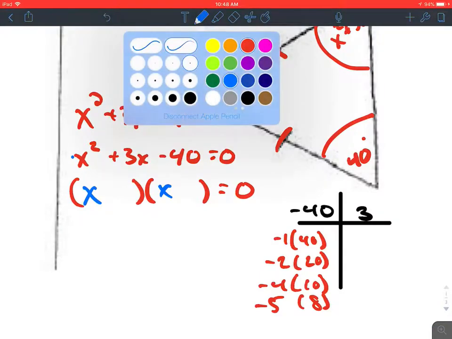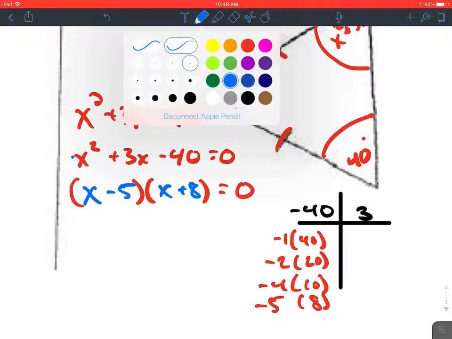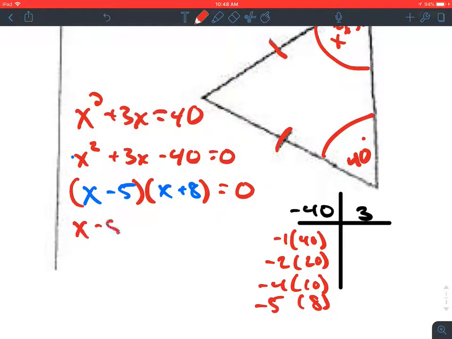So in one set of parentheses, I'm going to put the minus 5. In the other one, I'm going to put the plus 8. Doesn't matter which one you put where, as long as you have the minus with the 5 and the plus with the 8. Once it's factored, you set each factor equal to 0.